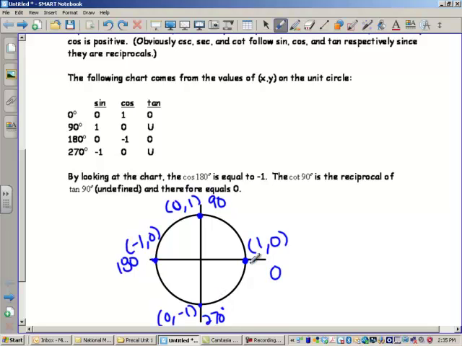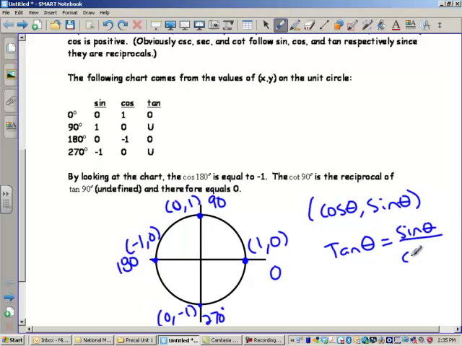Alright, so I want you to see that all of these dots go in the order x, y. We're going to call these dots cosine theta, sine theta. And you're going to need to know also that tangent of theta is the sine of the angle divided by the cosine of the angle. So let me show you how we got some of these answers up here. What about at 0? What's the sine of 0? Go to 0 degrees and look at your ordered pair. The ordered pair is 1, 0.